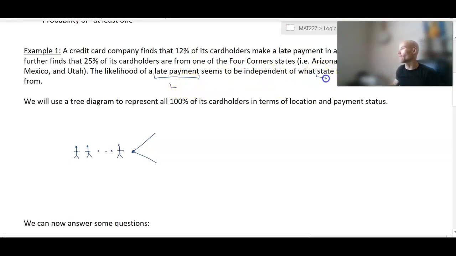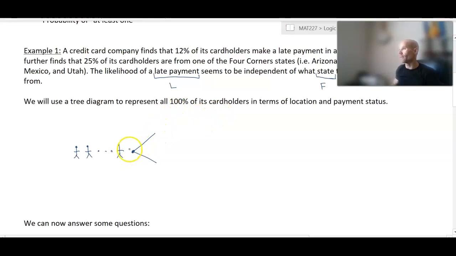So the state that they're in, we'll just say Four Corners, F for Four Corners, and then F complement would be they're just from somewhere else, not Arizona, Colorado, New Mexico, or Utah. Again, not to worry about exactly where they are from, just that they're not from the Four Corner states.